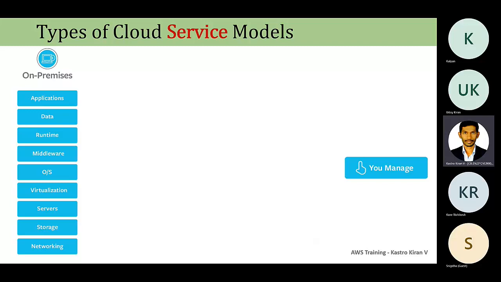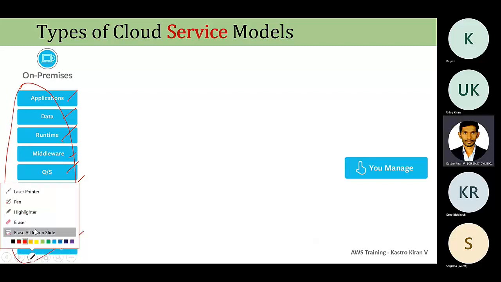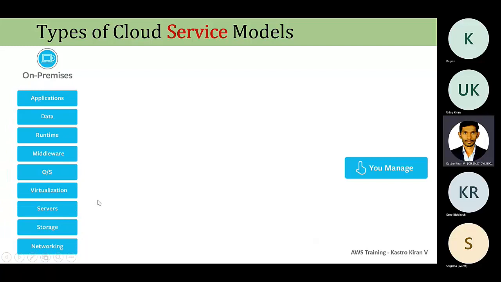Suppose the company wants to maintain the data with respect to the applications or the websites, the runtime of the servers, the middleware, the operating systems, and then the virtualization techniques, the servers, the storage capacity of all the servers, and then the networking, that is the connection between one system and another system. All these things have to be maintained by the company itself. Nobody else will maintain them. That is called the on-premises model. So everything will be there physically.